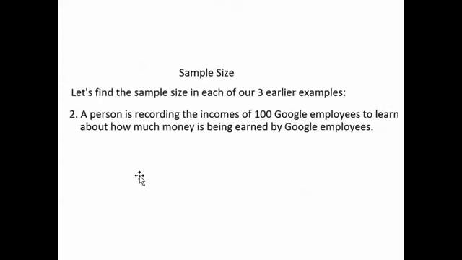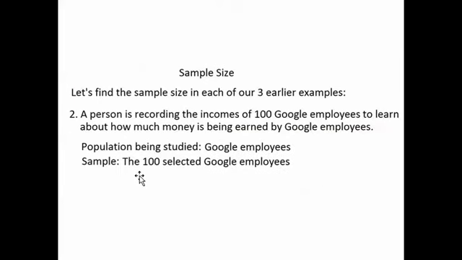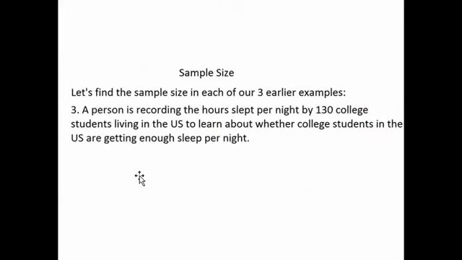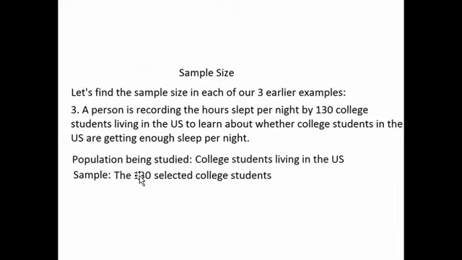If a person is recording the incomes of 100 Google employees, then the sample includes the 100 Google employees, and the sample size is just 100. So the sample size is just the number. If a person is recording the hours slept per day by 130 college students, then the 130 people are all members of the sample, and the sample size is just 130.